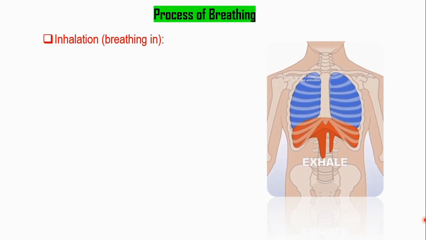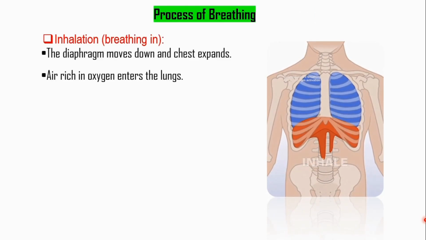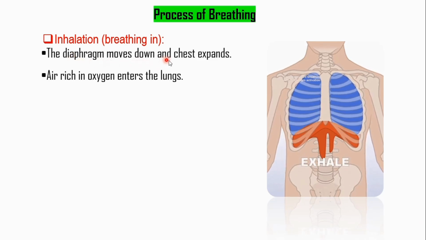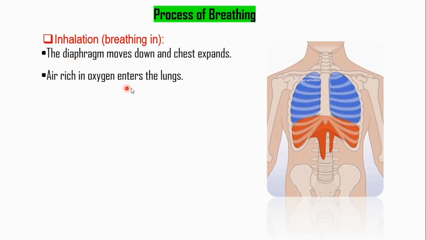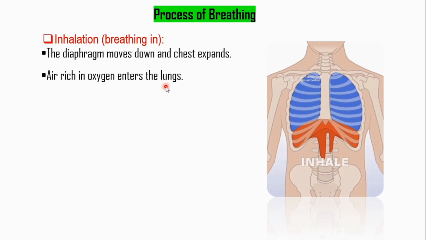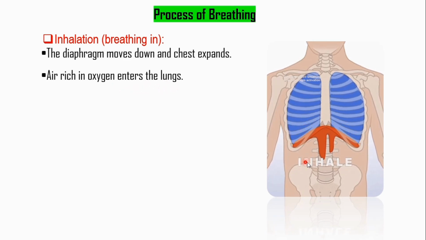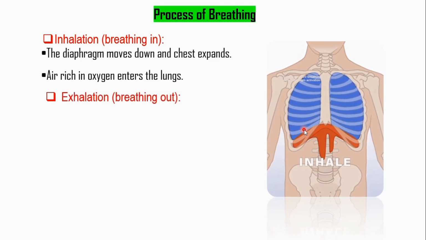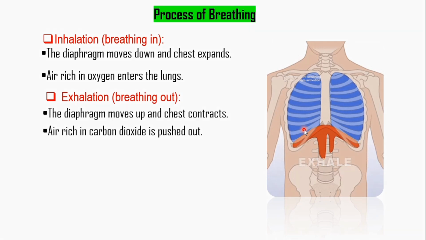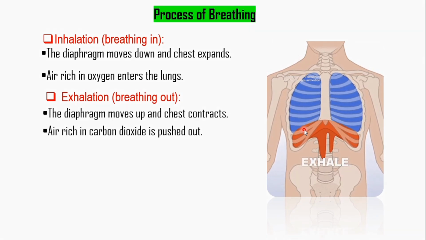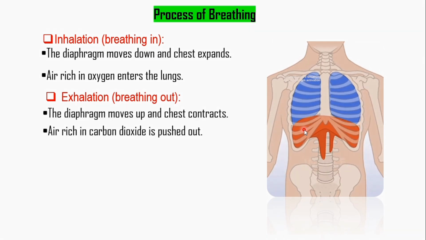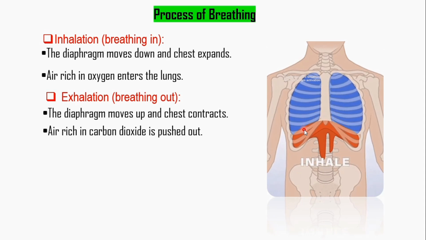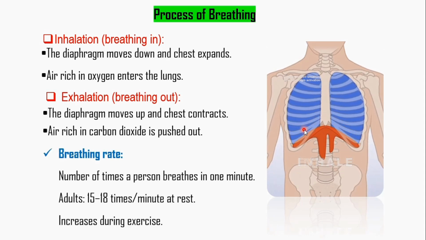Now what happens during inhalation? During inhalation, the diaphragm moves down and the ribs move upwards and outwards, thereby increasing the space in the chest cavity, and this leads to movement of air inside the lungs. And during exhalation, the diaphragm moves up and the ribs move downwards and inwards, thereby reducing the size of the chest cavity. This leads to the movement of air out of the lungs.